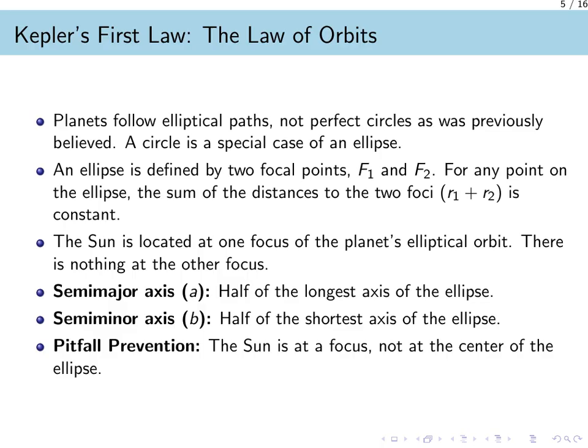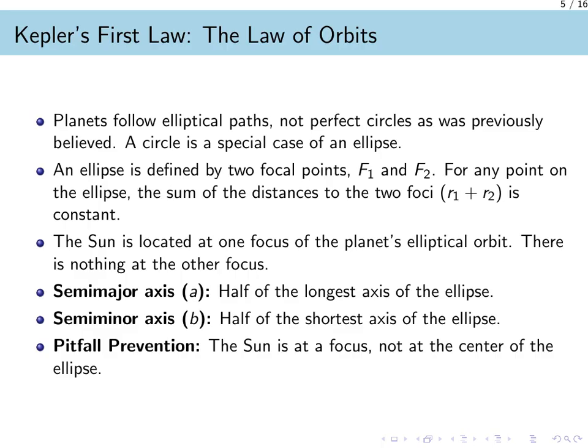Kepler's first law reveals that the paths of planets are not perfect circles, but rather ellipses. This was a major shift from earlier models of the solar system. An ellipse is a specific geometric shape defined by 2 points inside it, called foci. For any point on the ellipse, if you add the distances to the 2 foci, that sum is always a constant value. We describe the size of the ellipse with the semi-major axis, which is half of its longest diameter, and the semi-minor axis, which is half of its shortest diameter.